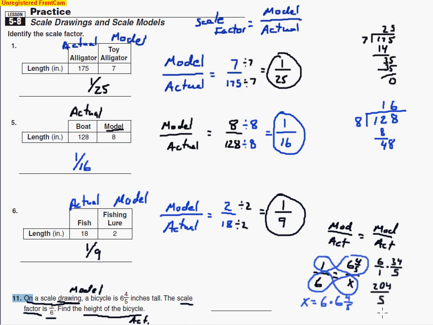So off to the side here, I need to do some division, so I'll do it up over here. So 5 into 204. And so 5 goes into 20 4 times. Well, that makes exactly 20. So I still have 4 I need to do, but 5 doesn't go into 4. Well, that would be 0 times. So that would make a remainder of 4. So we just write the answer as 40 4/5. So there it is. So our actual height of the bicycle is 40 4/5 inches tall.